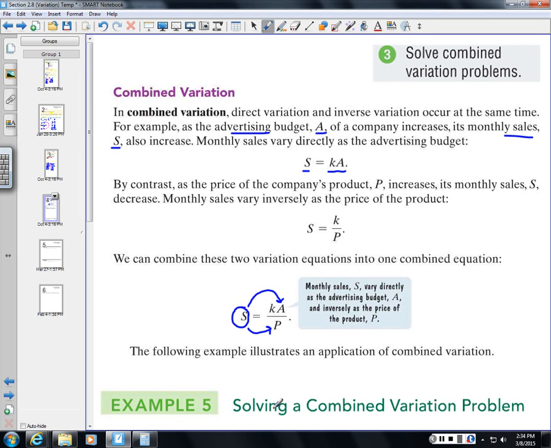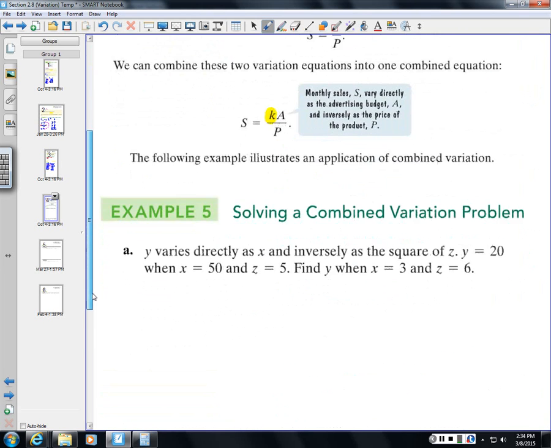Okay, so all of this going together, you've got some of the variables that are directly related, some of them are inverse. And we can put these together, and basically anything that's inversely related goes in the denominator, because inverse is division. Notice too, the K is still there. The K will always be there. Okay, so let's look at an example.